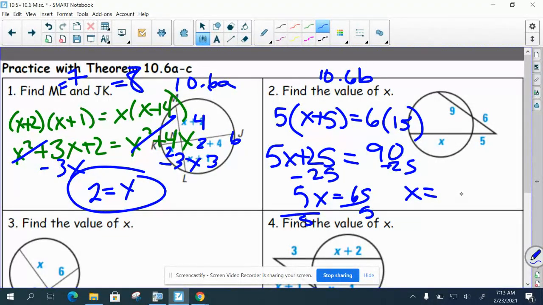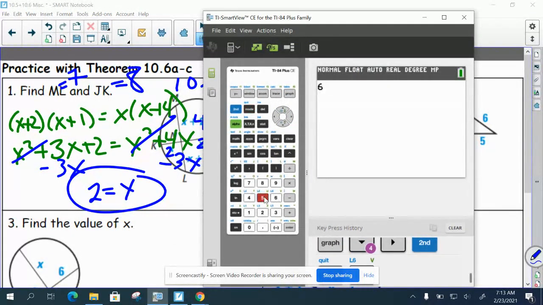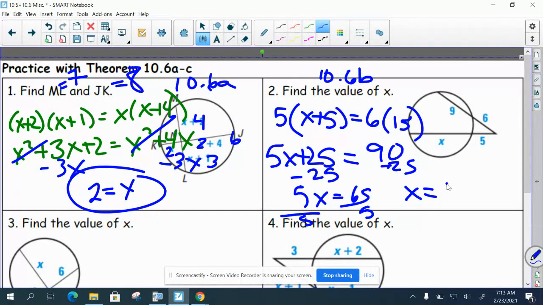Wait, did I do something wrong here? No, I don't think so. I think we're good. So what's 65 divided by 5? Pretty sure it's 13. Yes. Okay. And then they just said to find the value of x, so that would be your answer.